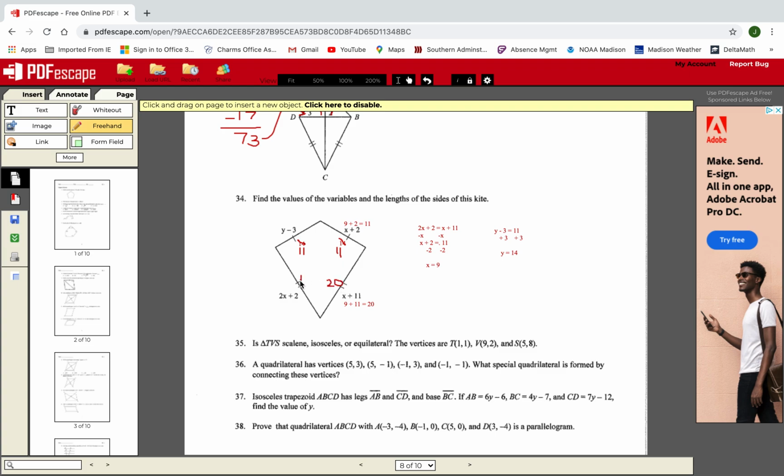Okay, so we have a lot of answers here. X is 9, y is 14, and then we have sides of 11 and 20.